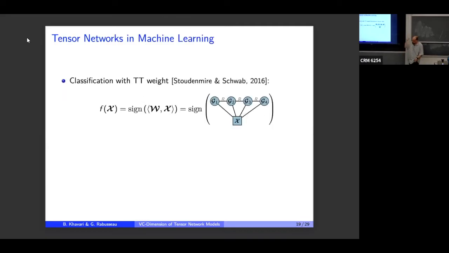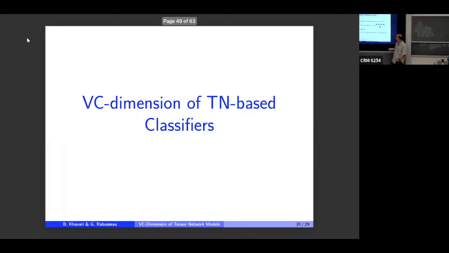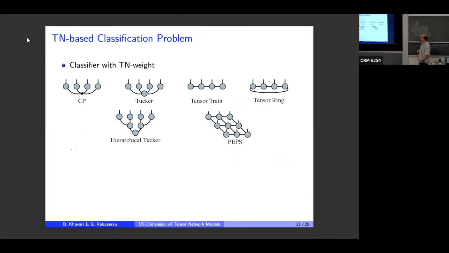So for example, if we go back to the model introduced by Stoudenmire and Schwab, this set of hypotheses corresponds to this, right? So I consider every possible function so that W can be expressed in this structure. So this is really like this T of Tensor Train. Okay, so now we can go to our results.